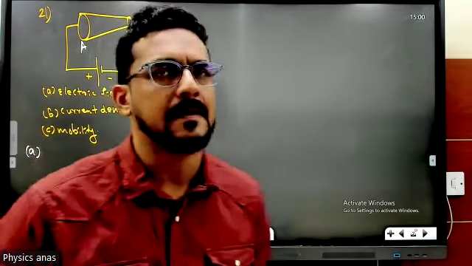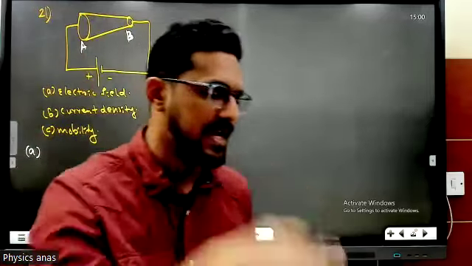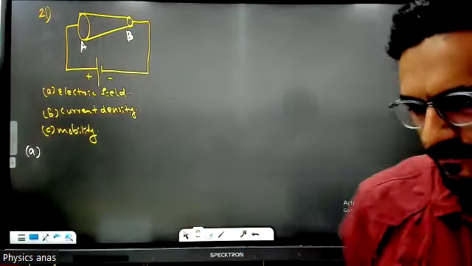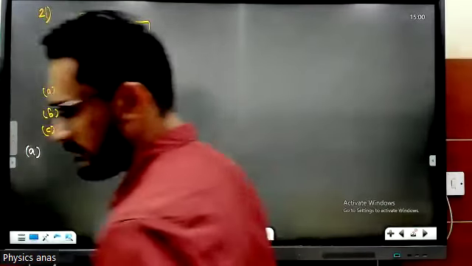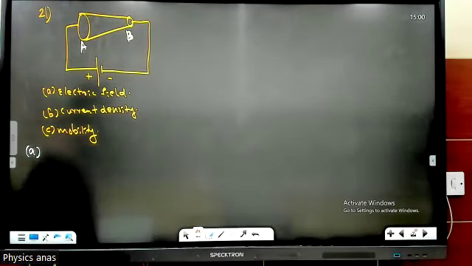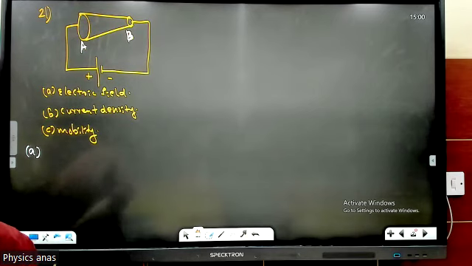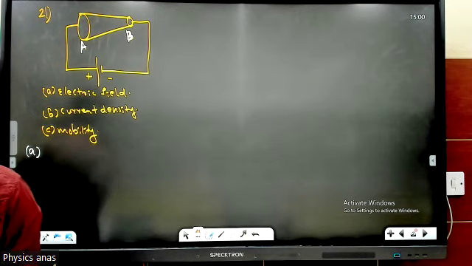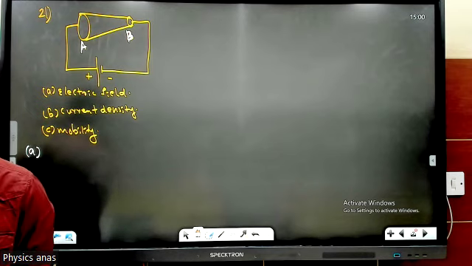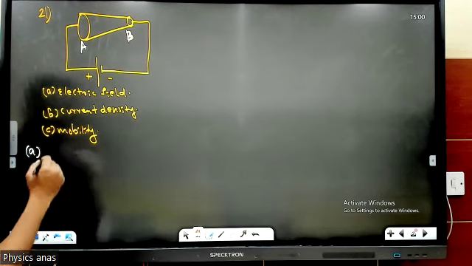Is there any equation that connects electric field and area? Do you remember any equation that is connecting electric field and area? Can you give me any equation that is connecting electric field and area?